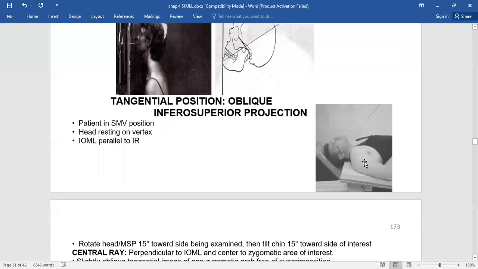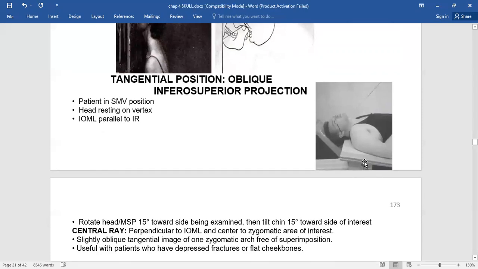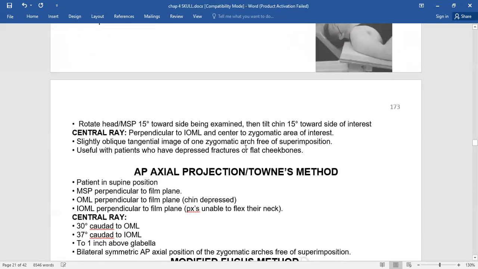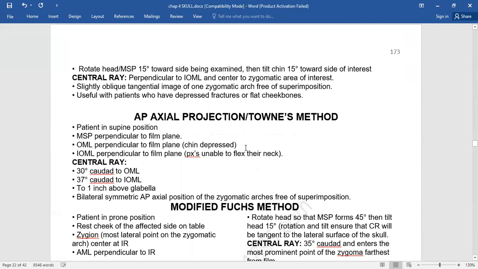Next is tangential position, oblique infero-superior projection. So yung patient, naka-SMV or submental vertex, head resting on vertex, IOML parallel to the IR. So rotate the head or the MSP, hindi siya perpendicular. So the MSP is rotated 15 degrees towards the side being examined, and then tilt the chin 15 degrees towards the side of interest. So yung near the table is yung area of interest, and then tilt siya 15 degrees towards the side of interest.